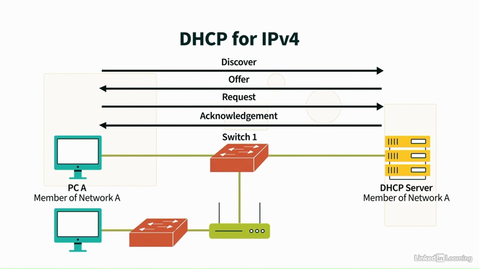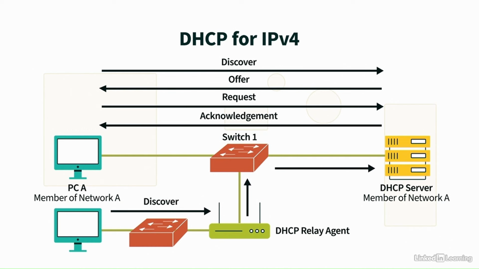The fix is to configure the router as a DHCP relay agent, which has the very unique ability to forward specific types of broadcasts, including those Discover broadcasts, to the specified destination. So here, router 1 is configured to forward Discover broadcasts to the DHCP server. Now, when PCB sends its Discover broadcast, router 1 forwards that broadcast to the DHCP server, and from that point on, the DORA process works as we've discussed.